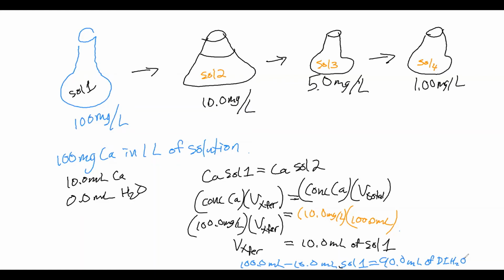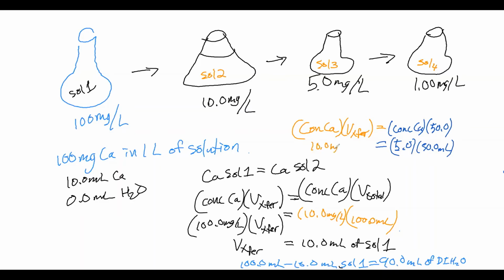Now you would do the same thing for solution 3. For solution 3, we would have the concentration of calcium in solution 2 times the volume that it needs to transfer. We'd have the concentration of calcium in solution 3 and its volume, which is 50.0 milliliters. So we can plug that in as 5.0, 50.0 milliliters. And this is going to be 10.0 milligrams per liter.